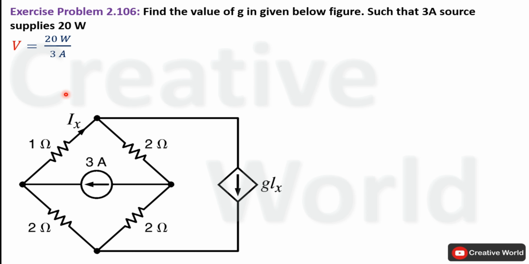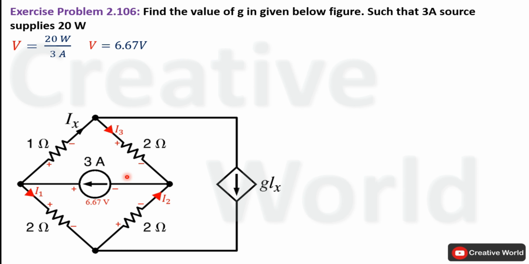So the value of voltage will be 6.67 volt and the polarity of voltage will be positive terminal here and negative terminal here in order to supply 20 watt power from this constant current source. Modify the circuit diagram by indicating voltage across this constant current source.